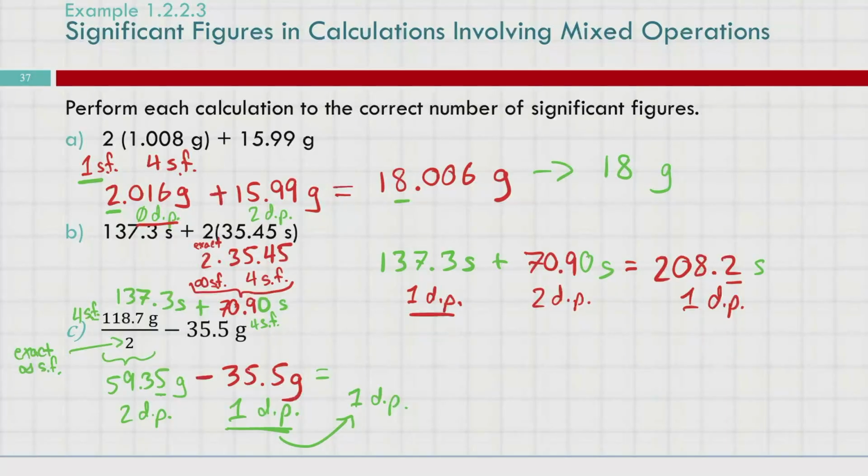So 59.35 minus 35.5, we get 23.85 units of grams. We want to round that to 1 decimal place. So our 8 is our last significant figure. Next number is a 5. 5 tells us we round up. So this is 23.9 grams.